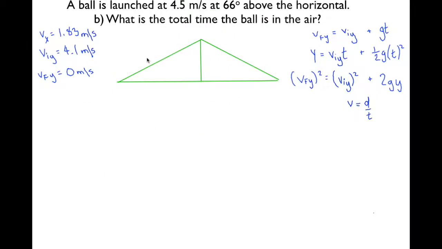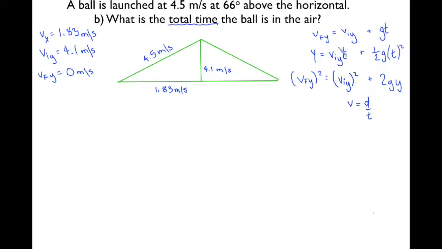So this is part B. We had 4.5 meters per second was this hypotenuse. We had 1.83 meters per second was our Vx, and 4.1 meters per second was our initial Vy. So now we want to solve for the total time the ball is in the air.